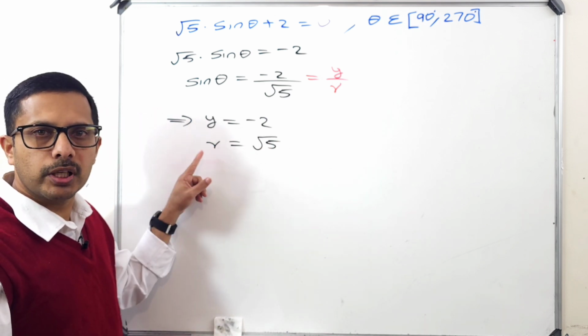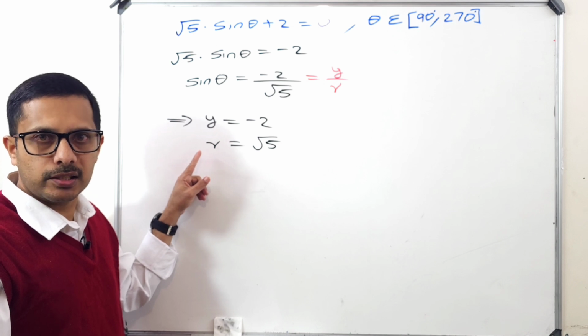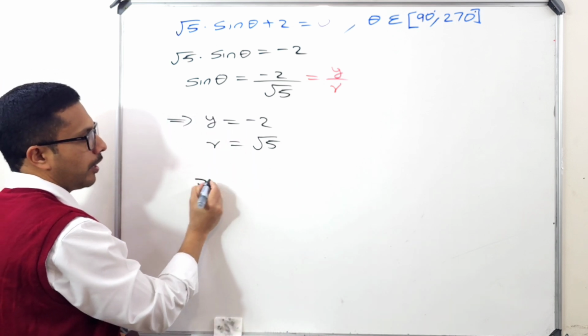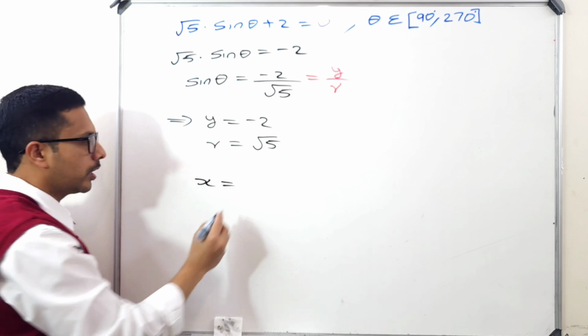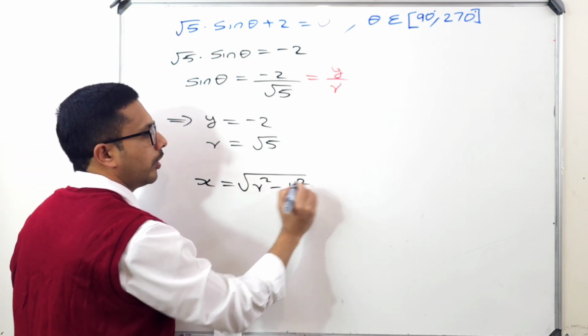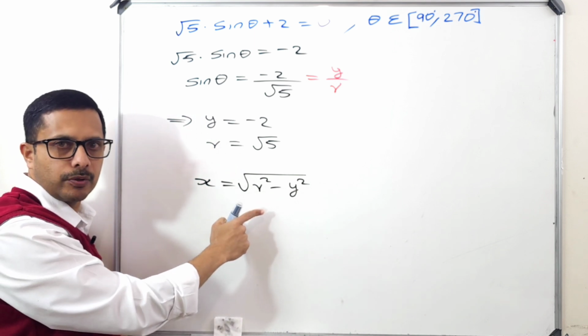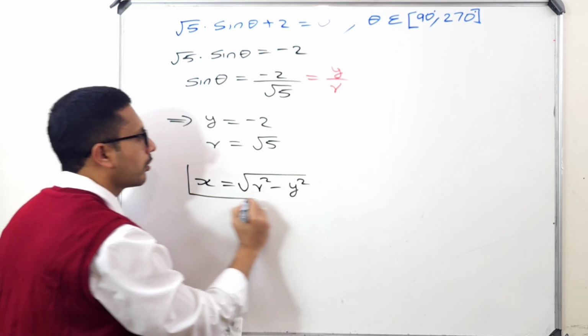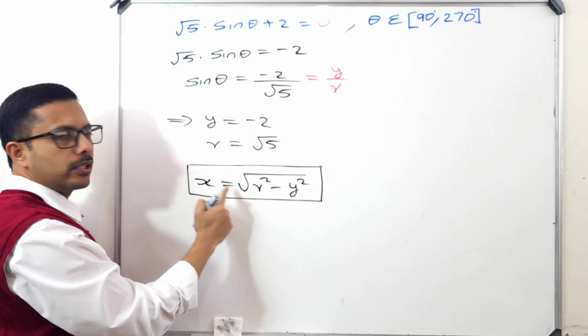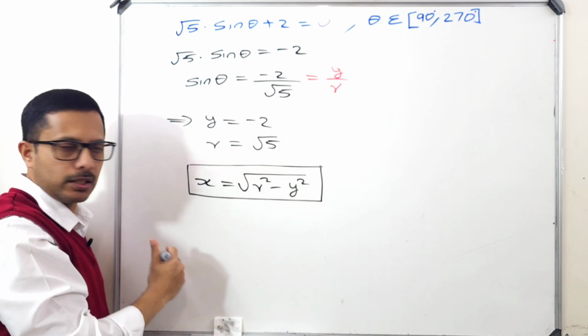So which one is short there? Adjacent side, x. Am I right? So I hope you already learned by heart the formula to find the value of x. So Pythagoras theorem, what is that one? Square root of r square minus y square. I'm not going to explain much on this one. I hope all of you studied this one. Okay, so to find the adjacent side, this is the formula: x is equal to square root of r square minus y square.